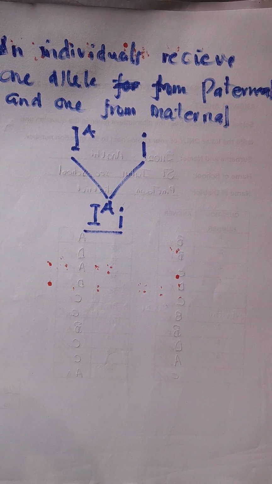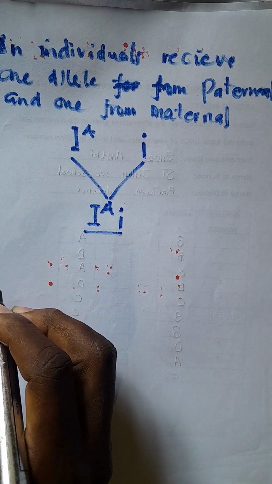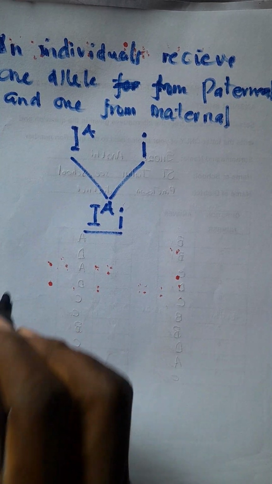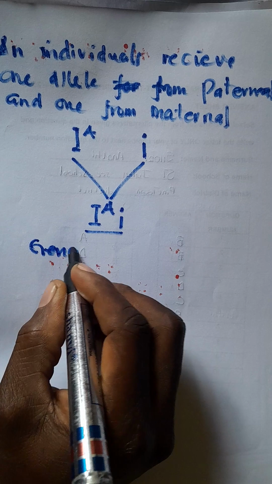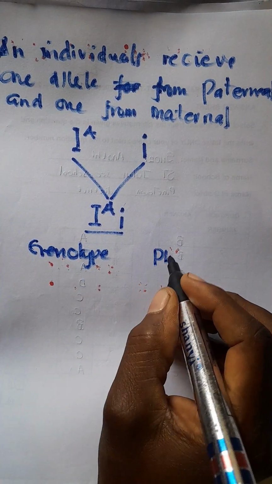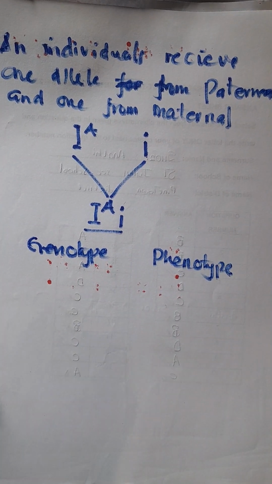Now let's look at this here. If these three alleles, which are multiple alleles, combine, they can give us the following blood types. So I'll give the genotype here, then here we're going to have the phenotype. These are the various combinations that you're going to have.